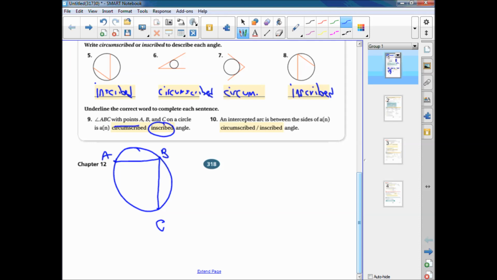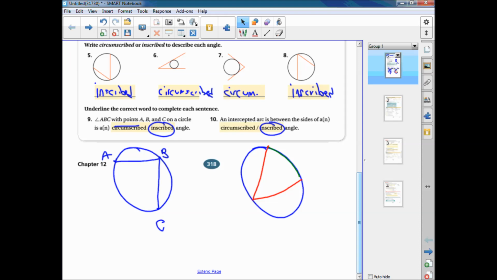An intercepted arc is between the sides of a circumscribed or inscribed angle. So let's see. Here is our arc. And this one, the intercepted arc is between the sides of a circumscribed or inscribed angle. So here is an angle, and the intercepted arc is in between them.